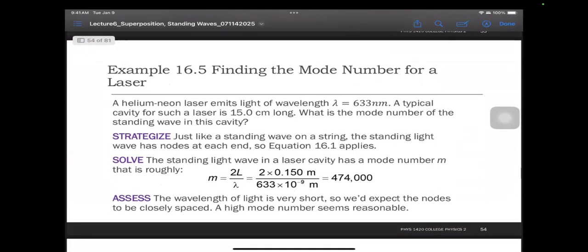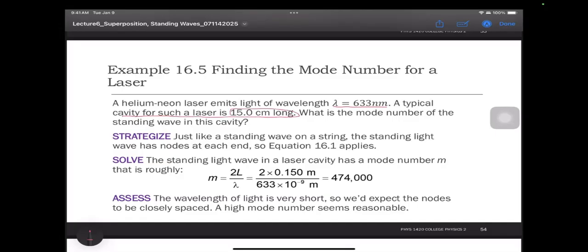Okay, let's talk about one example: finding the mode number for a laser. A helium-neon laser emits light of wavelength lambda equal to 633 nanometers, and a typical cavity for such a laser is this one.